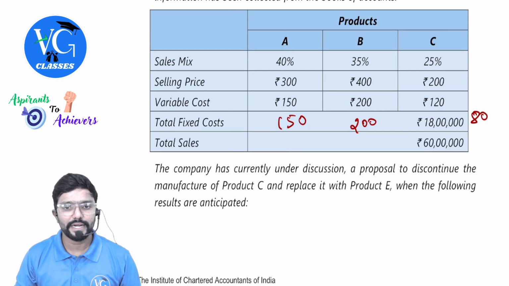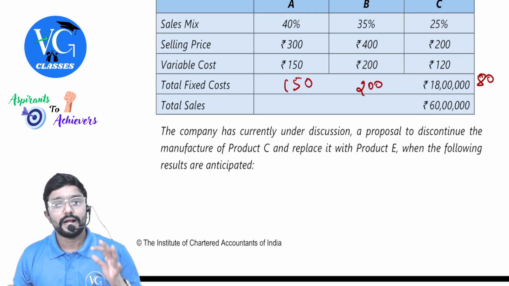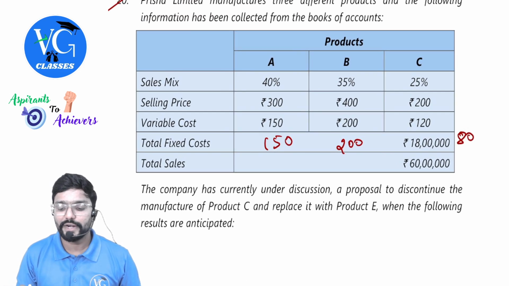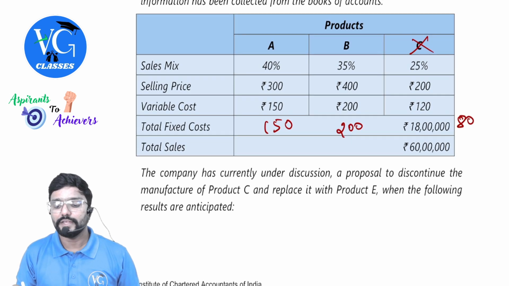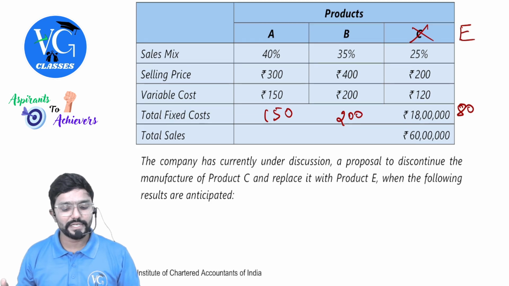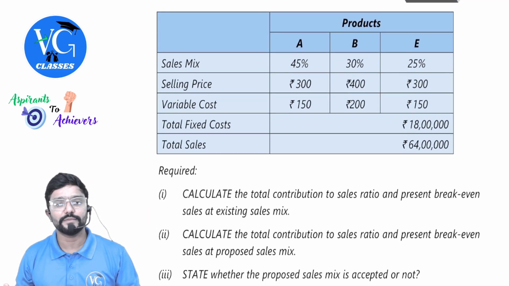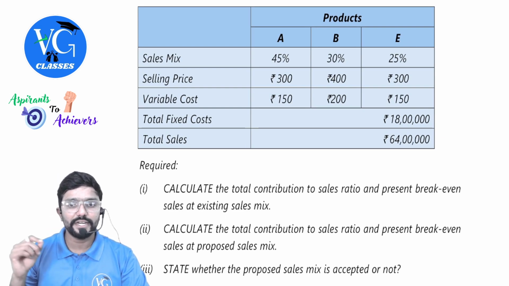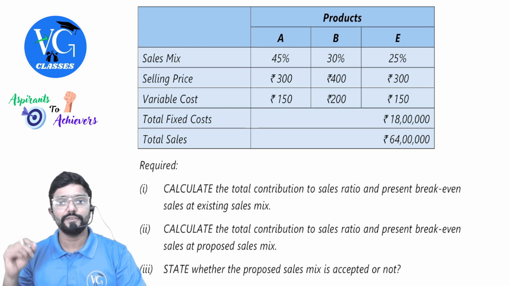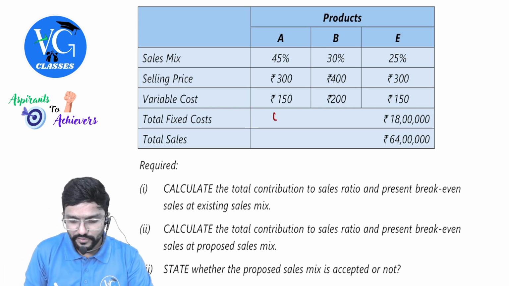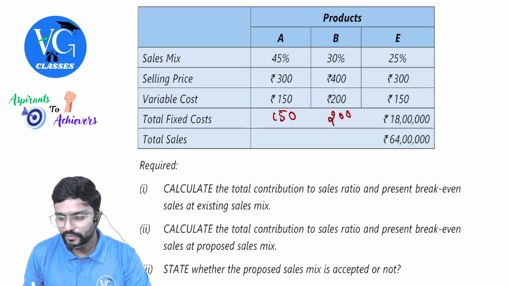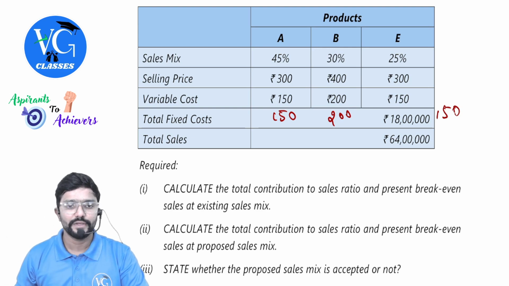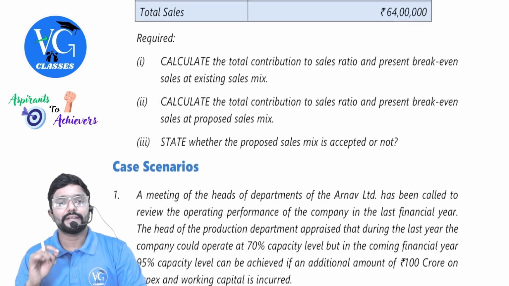The company currently has under discussion a proposal to discontinue the manufacture of product C and replace it with E, when the following results are anticipated. When E comes, what happens? Sales mix 45, 30, 25. Selling price 300, 400, 300. Variable cost 150, 200, 150. So contribution 150, 200, 150. Total fixed cost would remain the same. Sales 64 lakh.